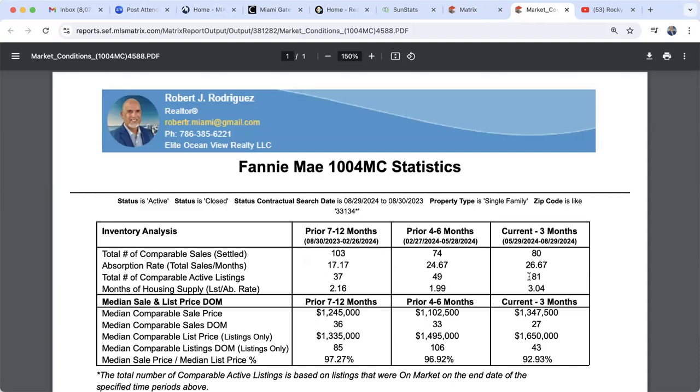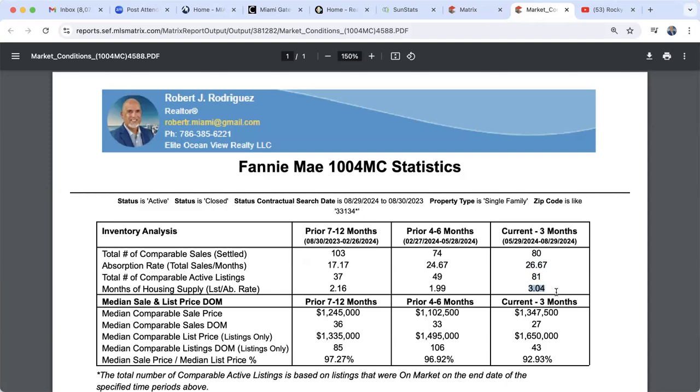Now, the third line is the number of properties available today in zip code 33134. So we have 81 properties available. If we have 81 properties available and we're selling 26.6 properties per month, how much inventory is left in the market today? We have 3 months of inventory. That means it'll take 3 months to sell all 81 properties that are in the market today.